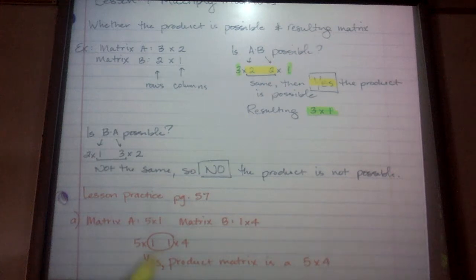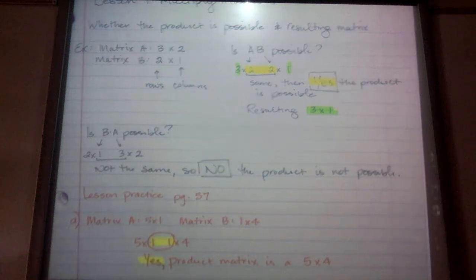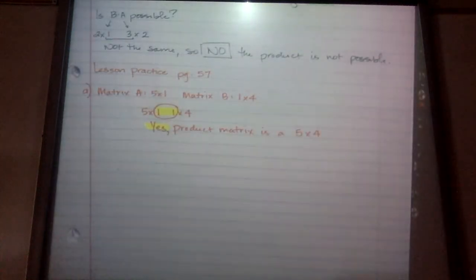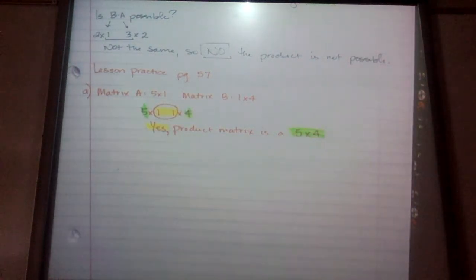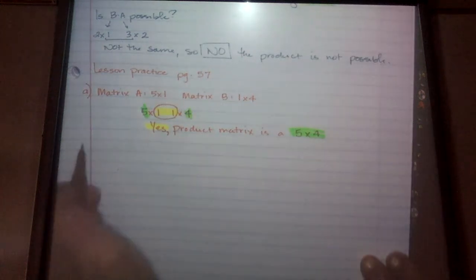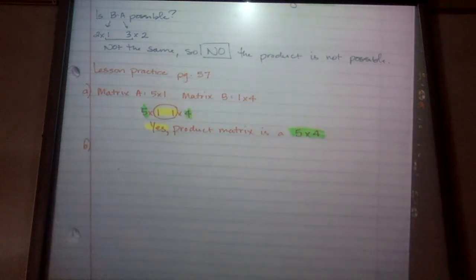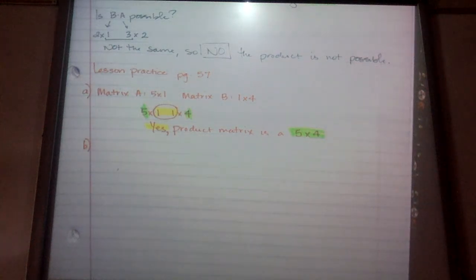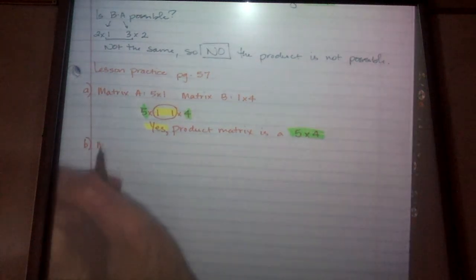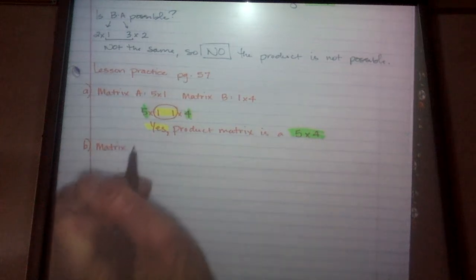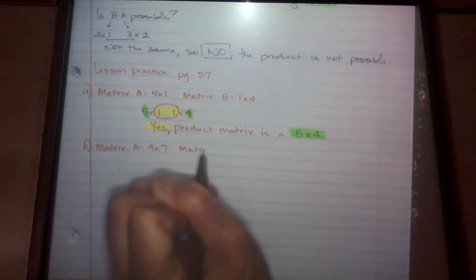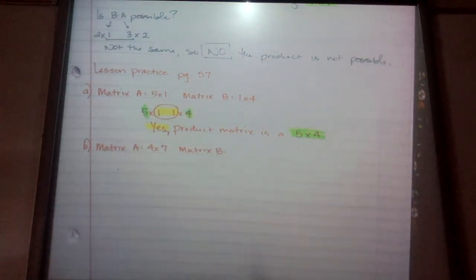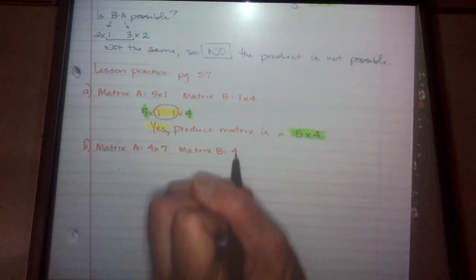So again, the two middle numbers determine that it's yes. The two outside numbers determine the result. So if you want to pause, go ahead and pause and try B, and then you can check back with what I write for part B. So part B, again, you can pause it. Matrix A is a 4 by 7. Matrix B is also a 4 by 7.